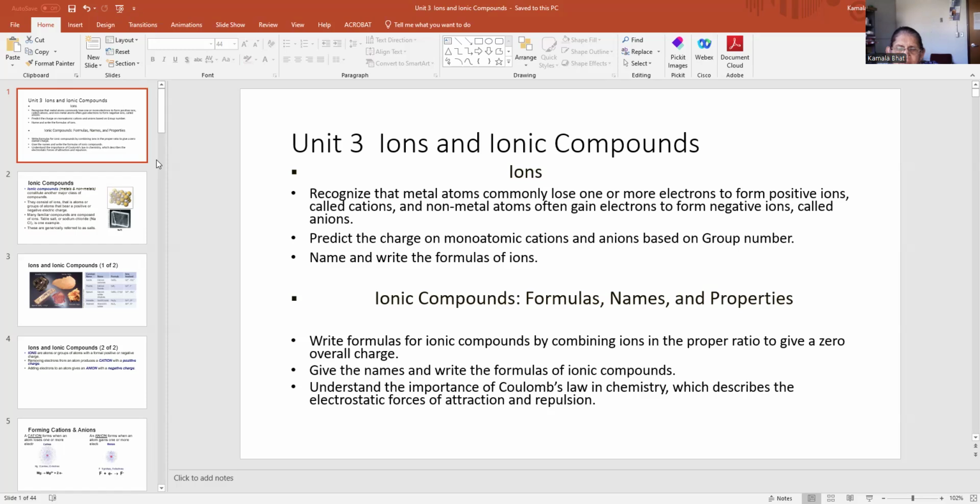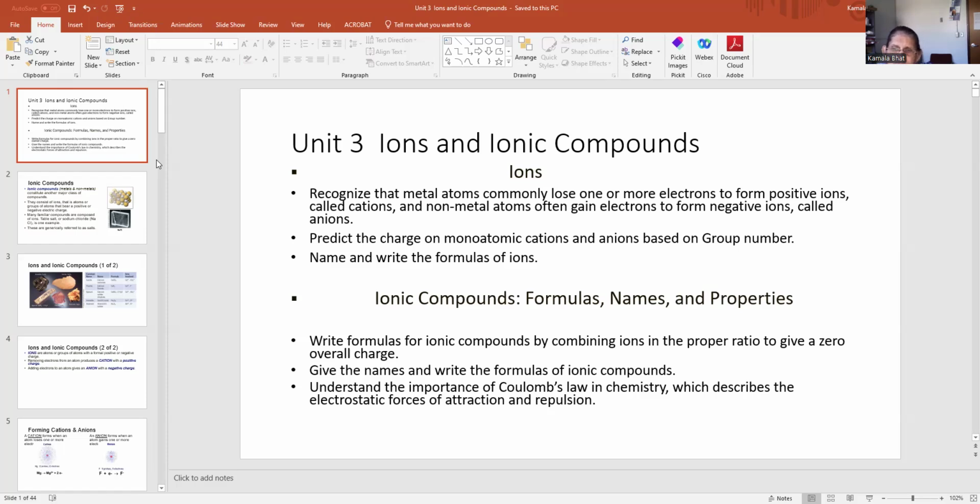So the unit 3 for chapter number 2 is ions and ionic compounds. Ions, you have to recognize that metal atoms commonly lose one or more electrons to form positive ions called cations. Non-metals often gain electrons to form anions. In order to predict the charge on monoatomic cations and anions, it's based on the group number from the representative elements, that is group 1A, 2A, and so on.